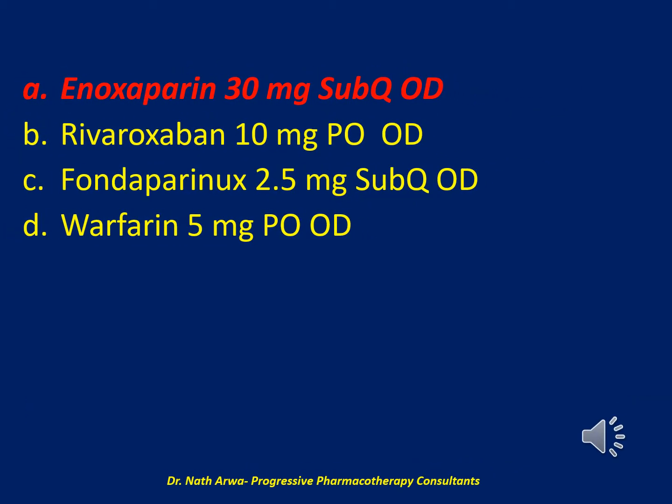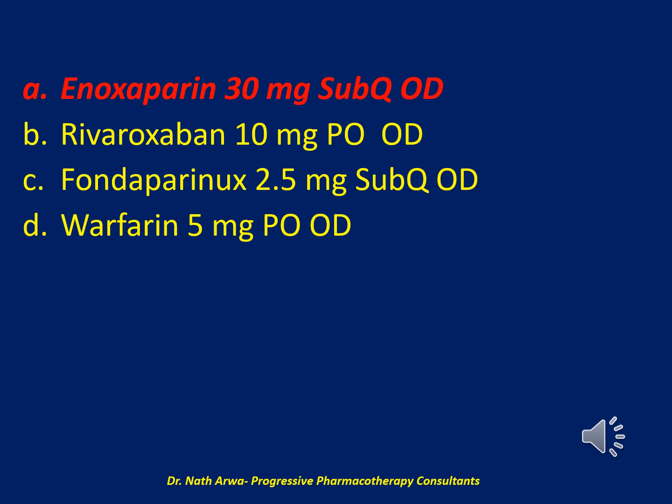And the correct answer is A. enoxaparin 30 mg subcutaneously once daily. This is an acute medically ill patient requiring VTE prophylaxis. Warfarin has never been evaluated in this setting and would not likely be effective because of the lag time in achieving therapeutic anticoagulation. Therefore, answer D is incorrect. Although fondaparinux has been evaluated and is effective in these patients, answer C is incorrect because fondaparinux is contraindicated in patients with a creatinine clearance of less than 30 ml per minute.